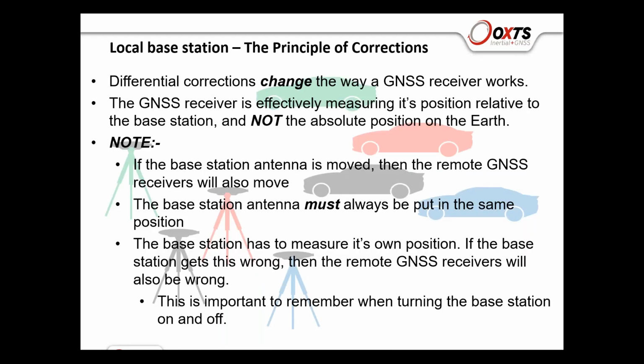It's important to remember with a local base station that differential corrections change the way in which a GNSS receiver works. It's now effectively measuring its position relative to the base station and not its absolute position on Earth. This means that if the base station antenna is moved, the remote receivers also move. When you're powering the base station down, you must always put the antenna back in the same location, and you must restore the position.